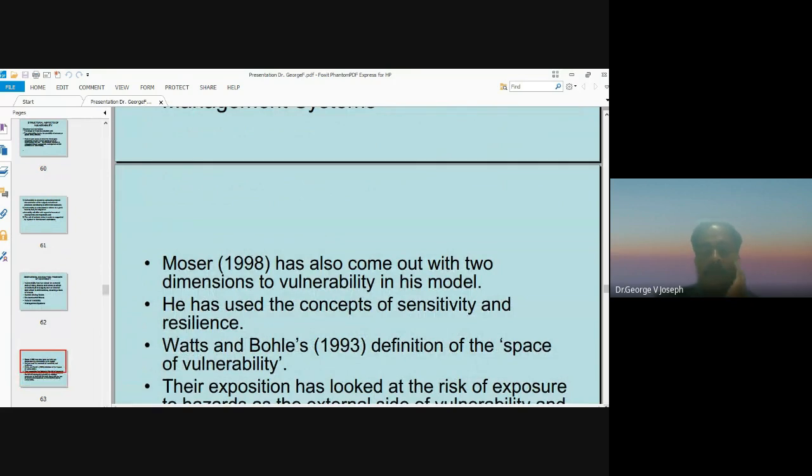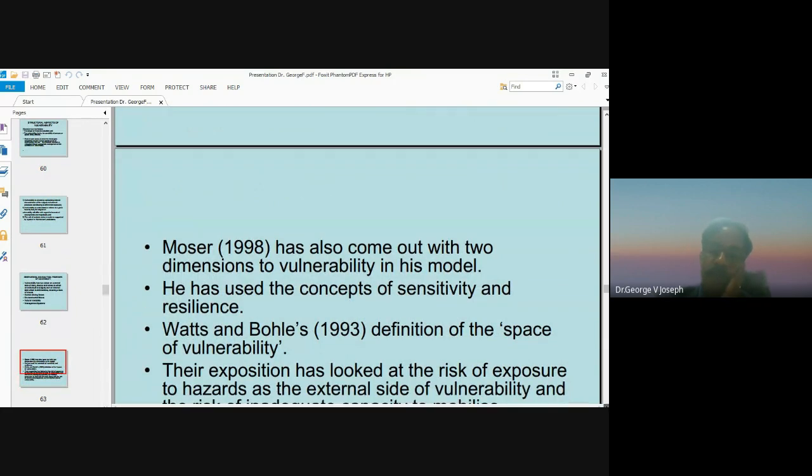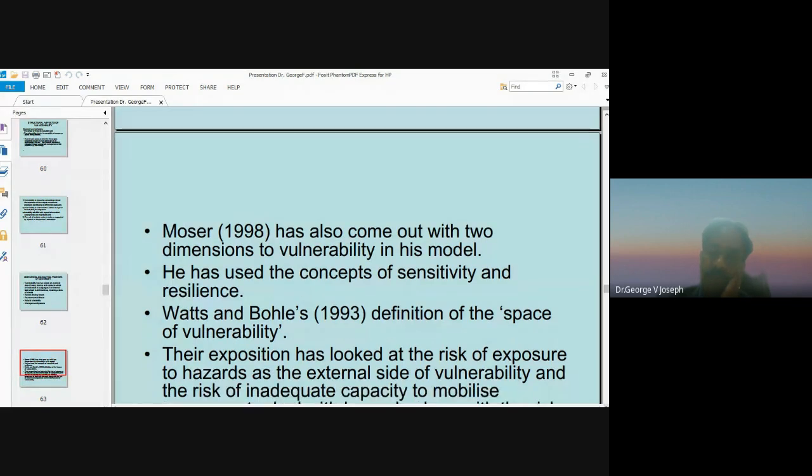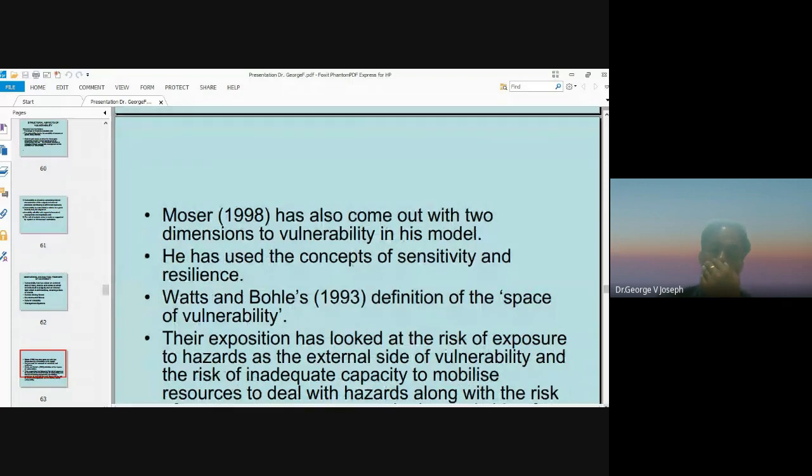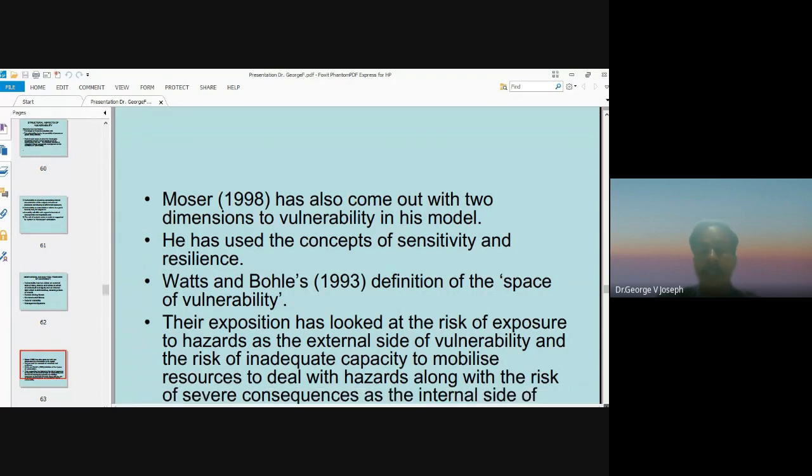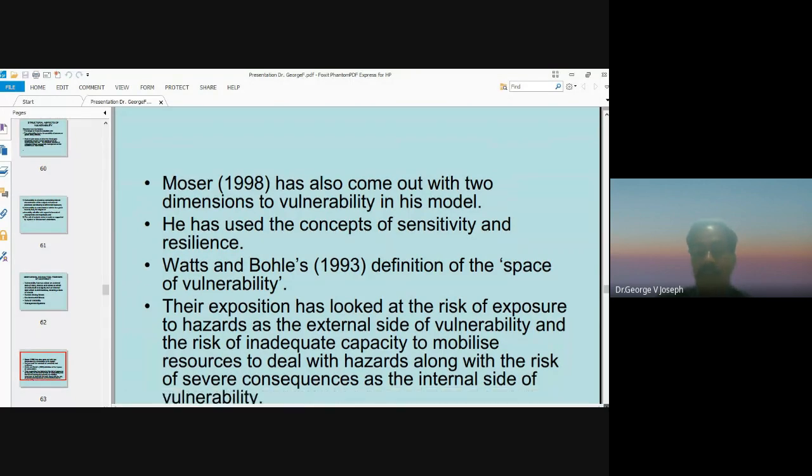Morse has also come out with two dimensions of vulnerability in his model. He has also used the concept of sensitivity and resilience. People are sensitive to various types of hazardous events, but at the same time Morse has also spoken about resilience. Many of the communities who have been facing disasters for a number of years are able to cope, or have better resilience, because they have the experience, they have been dealing with this. So that also is there.